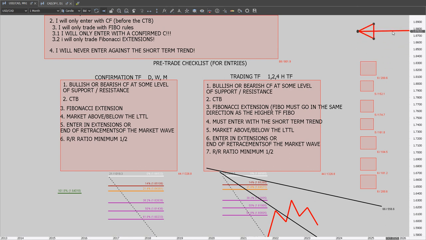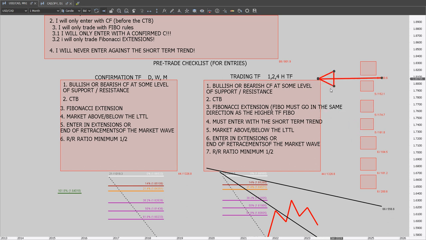Just to clarify, enter with a short-term trend. This would be the new direction. Miguel, I don't understand quite your question. But if I'm going to short, I need to have a downtrend, and if I'm going to go long, I need to have an uptrend.